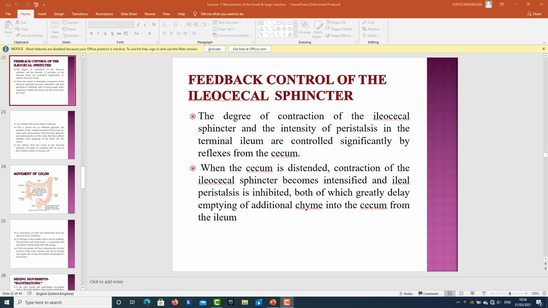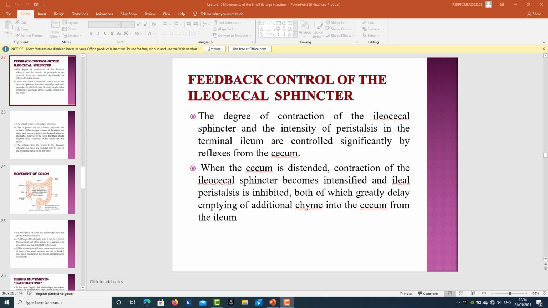Today is the continuation of the previous lecture in which we have learned about the feedback control mechanism of the ileocecal sphincter. As you all know, the degree of contraction and the intensity of peristalsis are controlled significantly by the reflexes from the cecum. So, this sphincter is actually controlling the traffic from small gut to large gut.